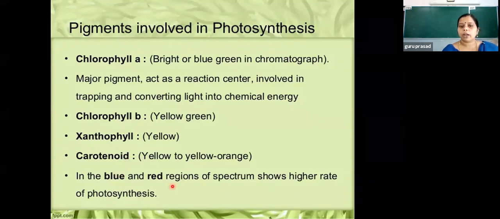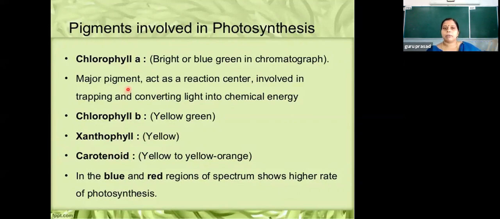The blue and red regions of the spectrum show a higher rate of photosynthesis. Among them, these are the major pigments. First is chlorophyll A and the next is chlorophyll B. Apart from these, all the others will act as accessory pigments.